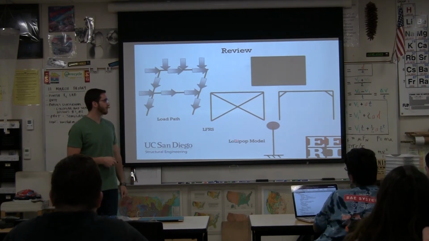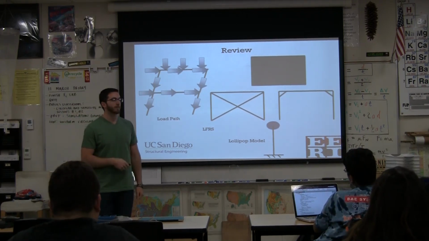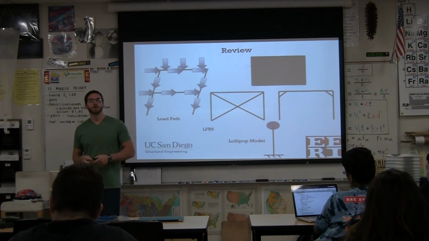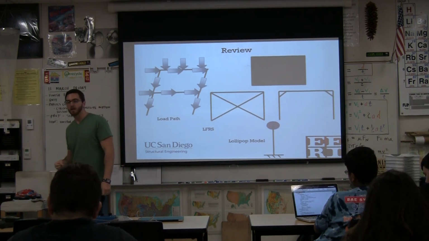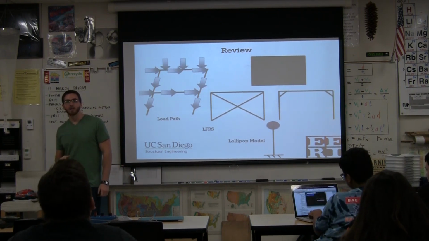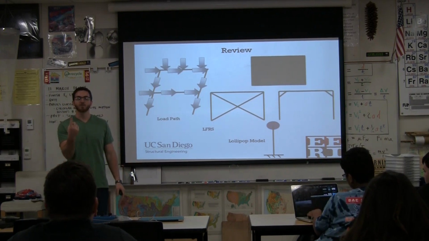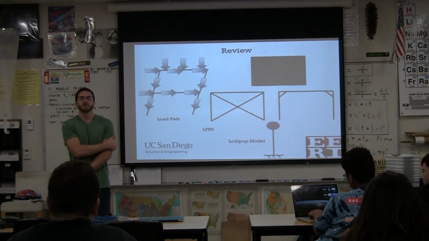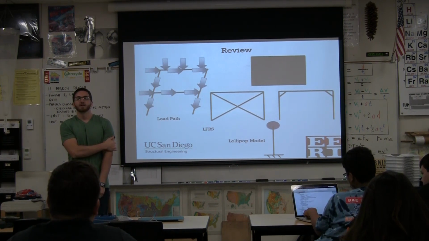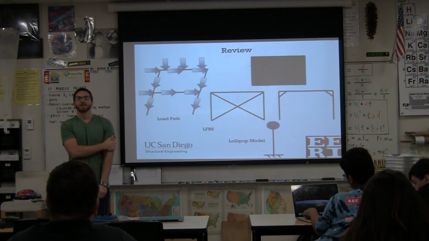What are the important properties for the lollipop model? Yeah. The thing at the top, the bigger it is, the more mass it has. Okay. What else? So that's mass. What's the other important property? The longer it is, the more... Yep, what's that word?